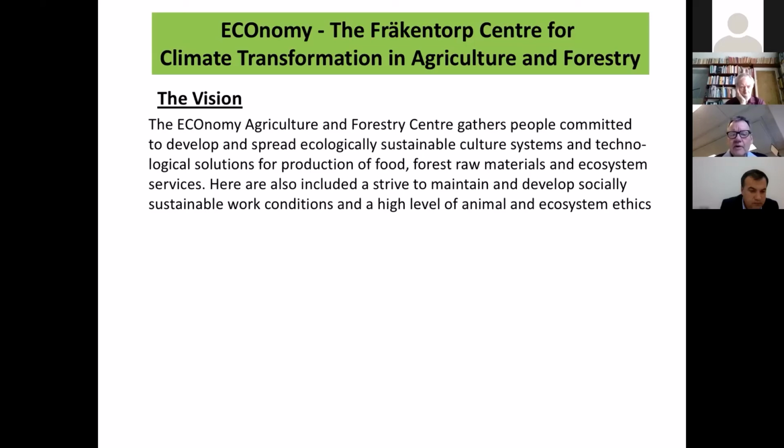And the meaning is to produce different types of food items, forest raw materials, and also ecosystem services. And here it is very important, with this ecological mindset, that it's a very broad set. So you cannot only discuss with industry on how to manage a forest. Everyone actually has to be involved in this discussion. And at the same time also, of course, agricultural production systems.